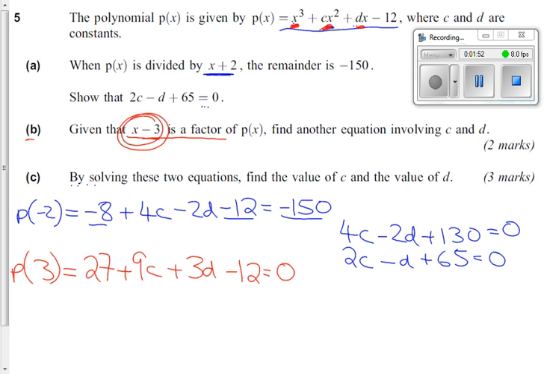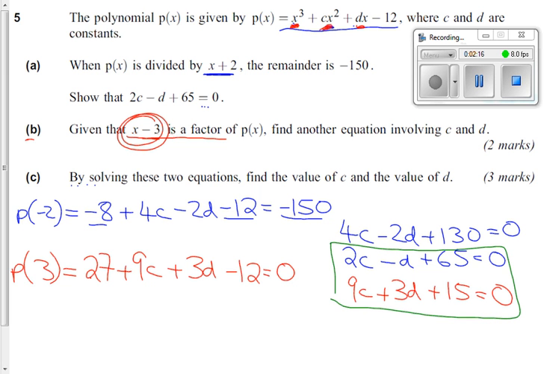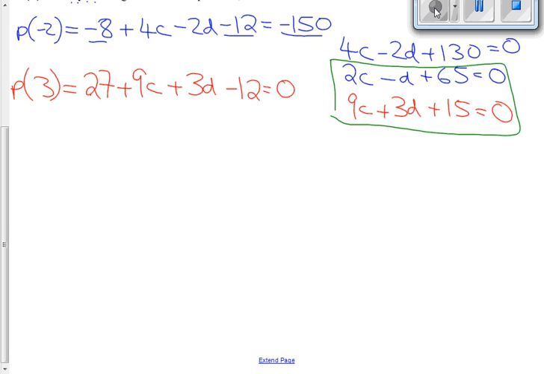So again, tidying up my equation, I've got 9 c's plus 3 d's, and 27 take away 12 is 15. Plus 15 equals 0. Here's the 2 simultaneous equations that I've now got to try and solve. Unfortunately, none of their coefficients are the same. Let's scroll down to try and get some more space. To solve my simultaneous equations, I need to make 2 of the letters have the same coefficient.